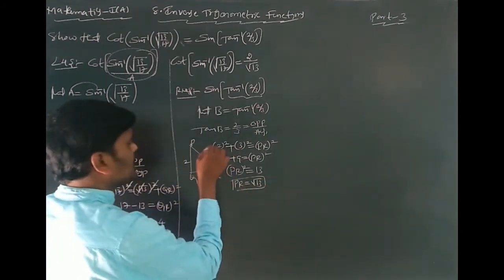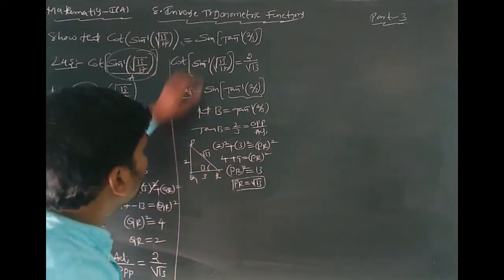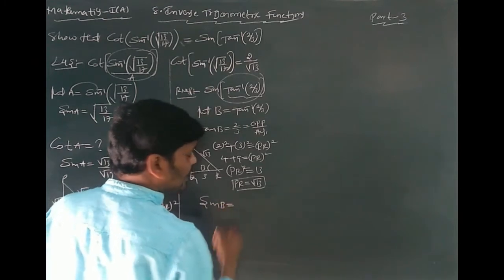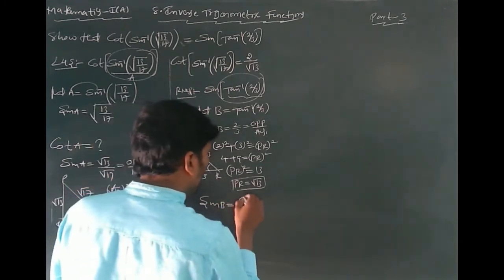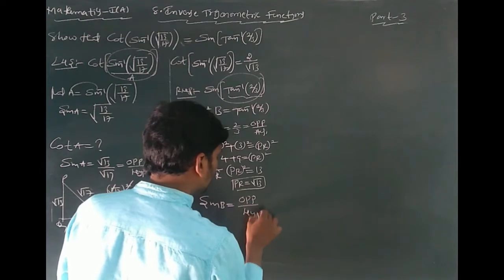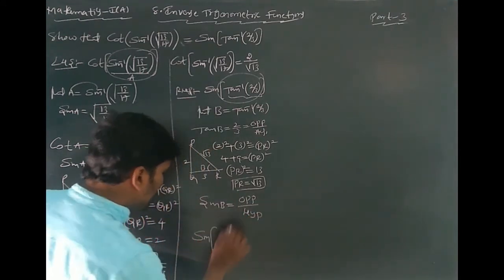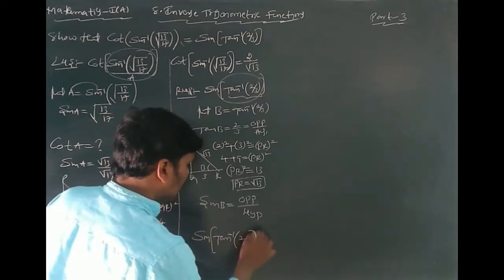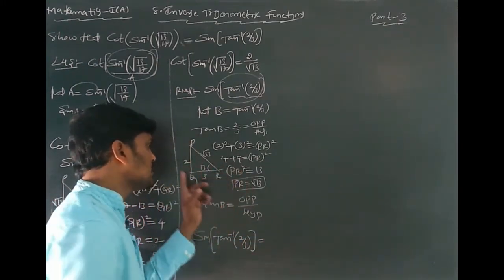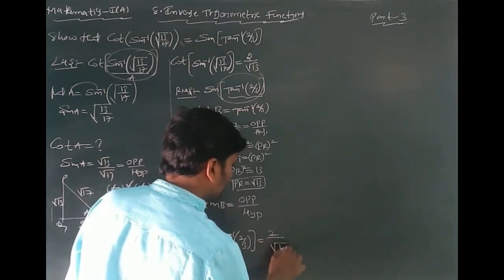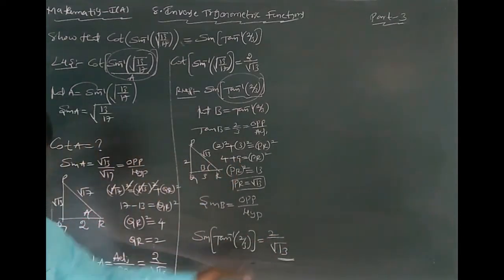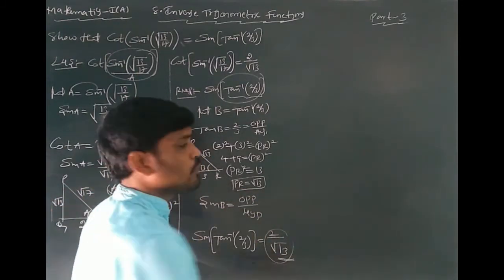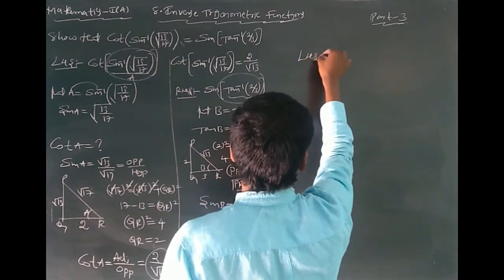PR equals square root of 13. This value is substituted in this equation. You can find sine B. Sine B is equal to, what is the formula of sine? Ratio formula, opposite by hypotenuse. Sine of tan inverse of 2 by 3 is equal to opposite value 2 by hypotenuse value square root of 13. This is the RHS part. LHS is 2 by square root of 13, RHS also is 2 by root 13. Then LHS is equal to RHS.